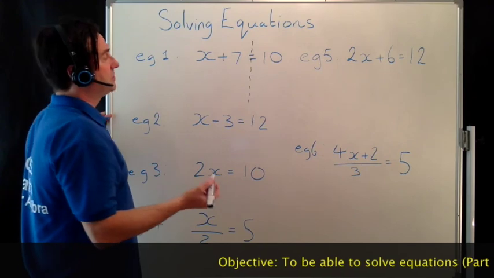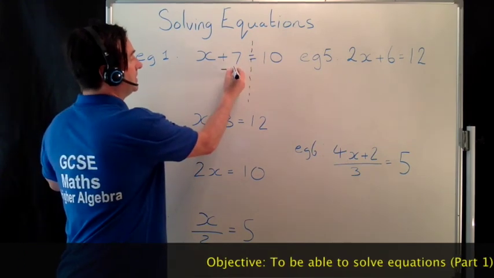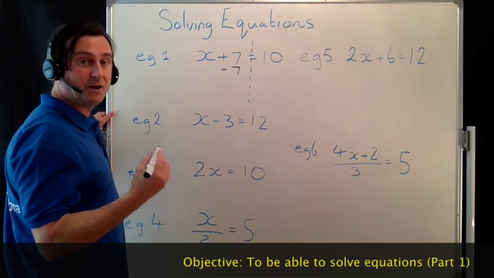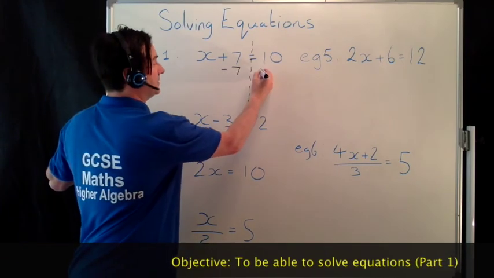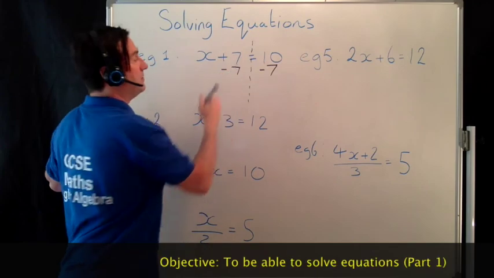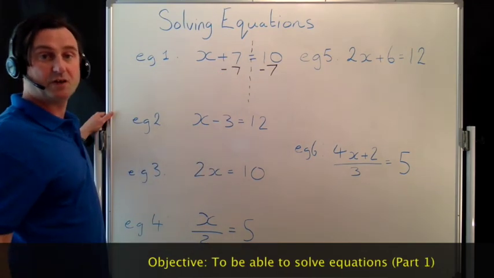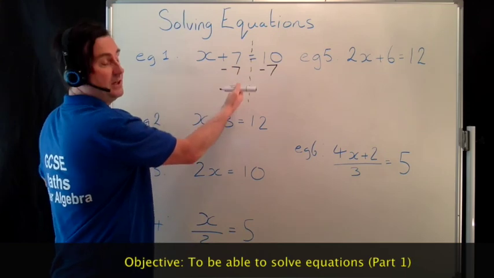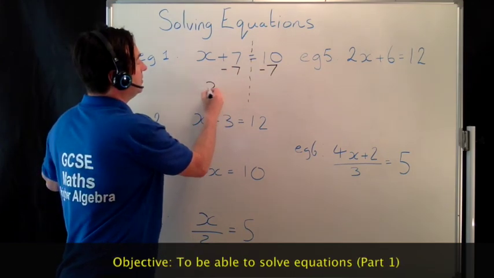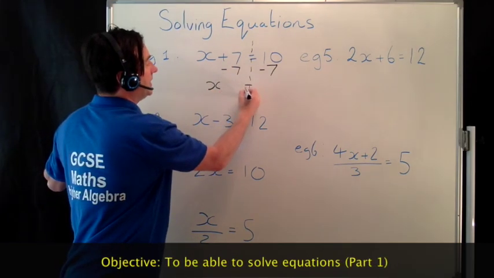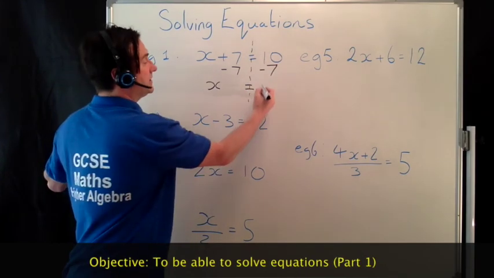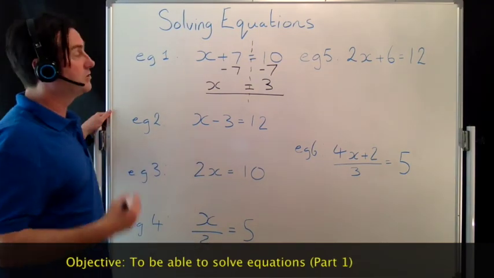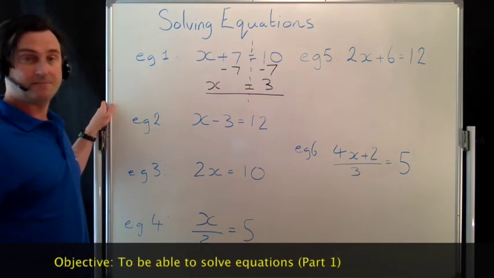In order to get rid of a positive 7, I just need to take it away. But with equations, whatever I do to one side, I must do exactly the same to the other side. So if I take 7 away from the left, I must take 7 away from the right. Once I've done that, I'm left with nothing here, so I've just got x. And x now is going to equal 10 take away 7, which is 3. That's the most simple equation you can get.